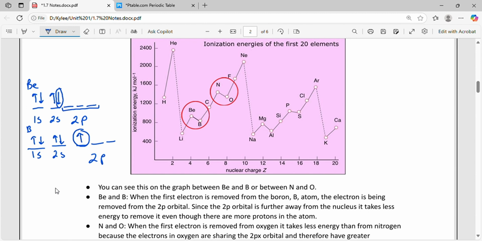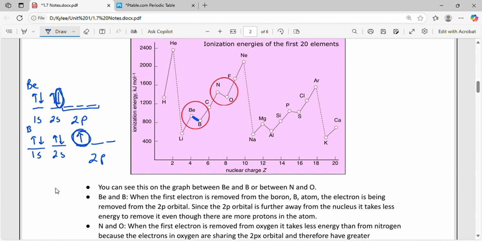And so anytime we see this little jump where it goes opposite of what we might think as far as the trend, it's usually due to the addition of an orbital in the same energy level, but we know that the p orbital is just slightly further away than the s orbital is. And because of that, this electron from boron is going to be easier to remove than this one is from beryllium. And that's why we see this little drop.